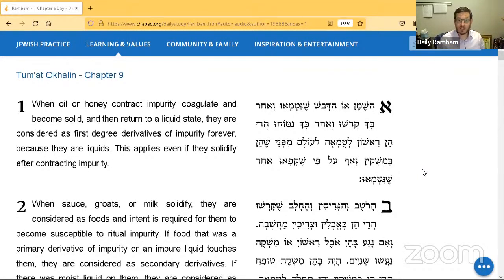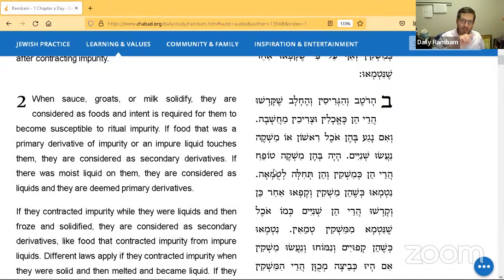And that's why here's an interesting situation. If you had something that was liquid, it then coagulated, so it would seem now that it's a solid, but now it goes back into a state of liquid. So the halacha is they are considered as first degree derivatives of impurity forever. Essentially what the Rambam is saying is that oil and honey are always considered liquid, even if for a time they coagulate and have some type of solidness to them, because they are liquids. This applies even if they solidify after contracting impurity. And we don't say that the liquid then makes it something else. We consider it a liquid all along.